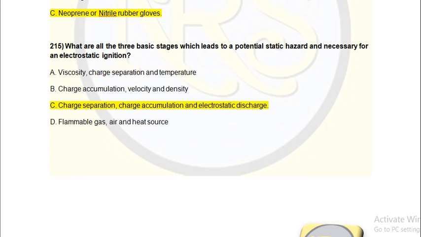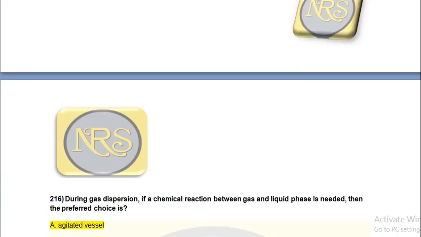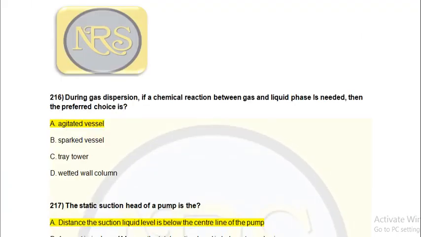The correct answer for question number 215 is option C. Charge separation, charge accumulation, electrostatic discharge is the thing that will lead to form static electricity. This is a hazard. So question number 215, option C is the correct answer. Question number 216.